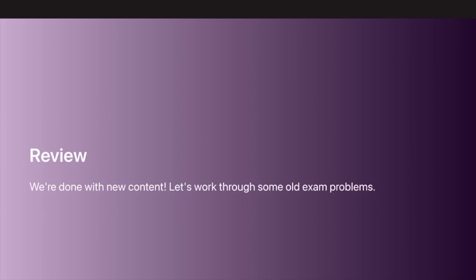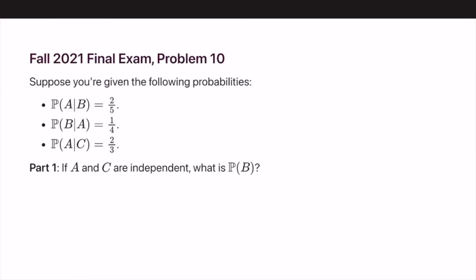Okay, so to round this off, just do a couple quick problems. So things are interesting. Suppose you're given the following probabilities. Probability of A given B is 2/5, B given A is 1/4, and A given C is 2/3. So A and C are independent. What is the probability of B? So the approach to this problem can be tricky, but you always have to look at what you're given, and that's that A and C are independent.